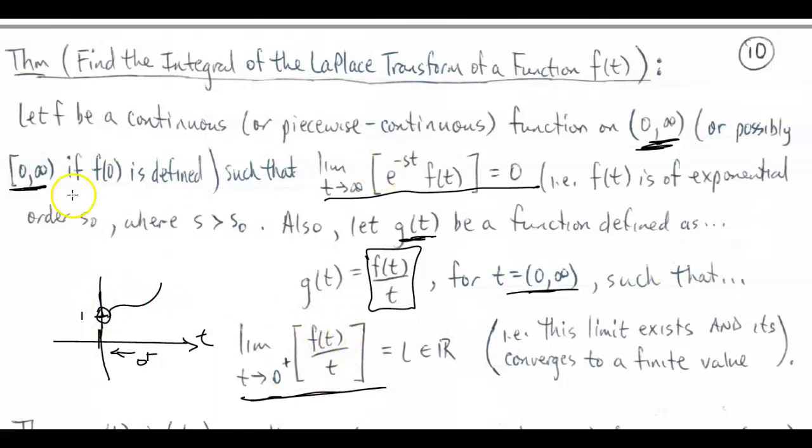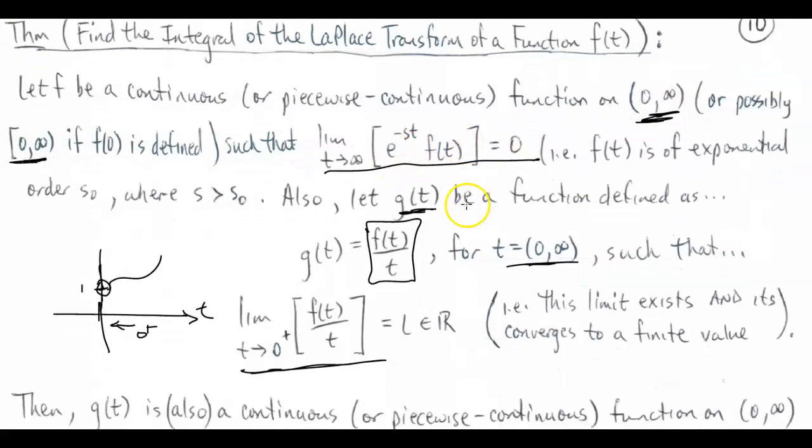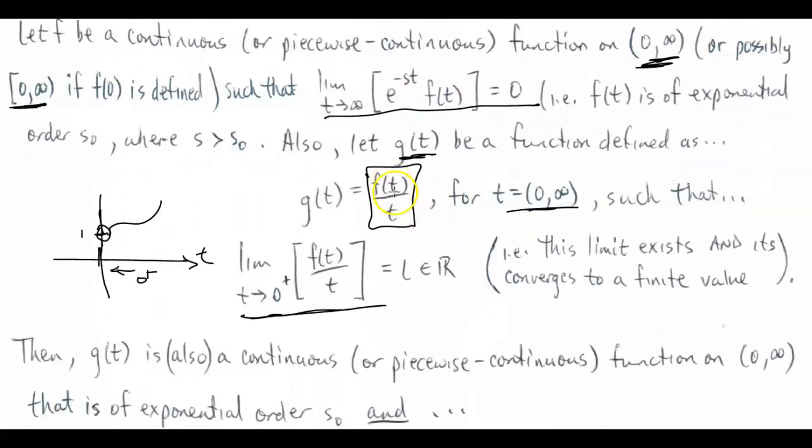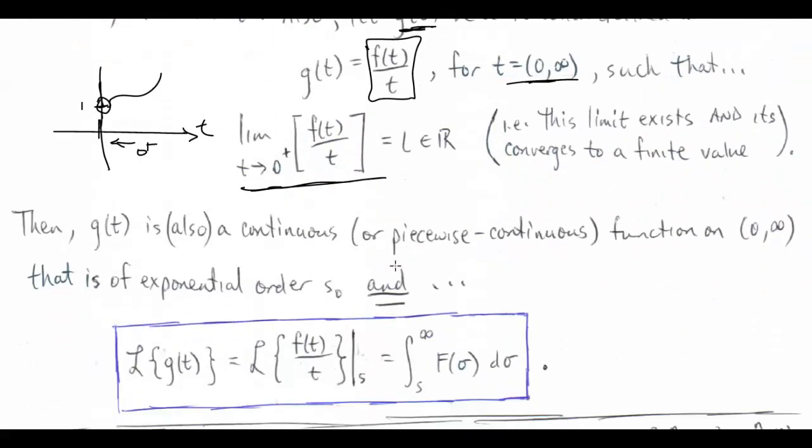So what we know here is that the function has to be continuous or piecewise continuous on this interval. We know that f has to grow slower than this function. We also know that f of t divided by t, as t approaches 0 from the right, the limit is going to have to exist. So if we meet all those conditions, then we also know that g of t, which is basically f of t divided by t, is also going to be continuous on this same interval of t values.